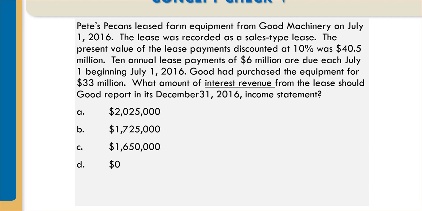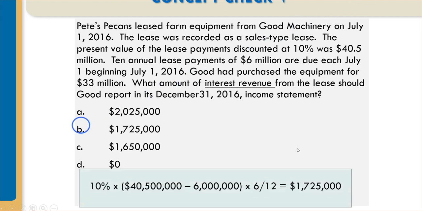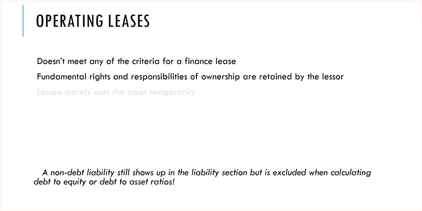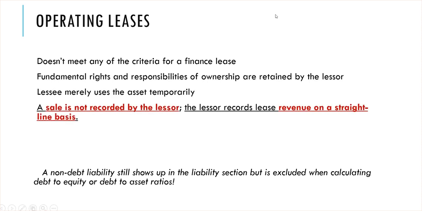So you need to go in here and take the 40.5 and you need to subtract out one payment. It's an upfront payment, and then you need to calculate the time, how many months have passed, and it's starting July, so I guess it's going to be 6/12. Then you're going to use your 10%. And how do we get the number? There we go. So I think you get it now. The next thing we're going to be talking about is operating leases.